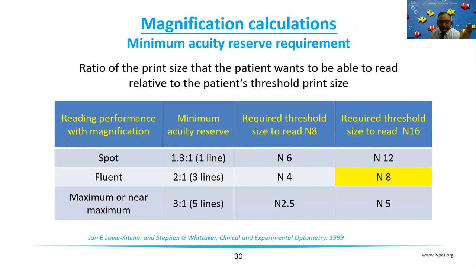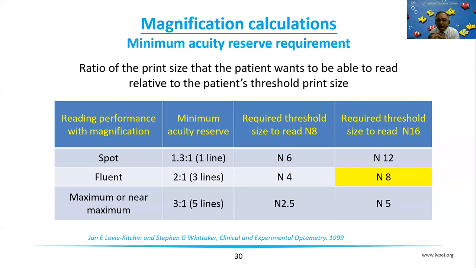If that does not help, even giving the addition, and appropriate correction does not help to match the person's requirement, if the person wants to read N8 print, N6 print, and you're not able to do it, then you have to think about magnification calculation for the near.